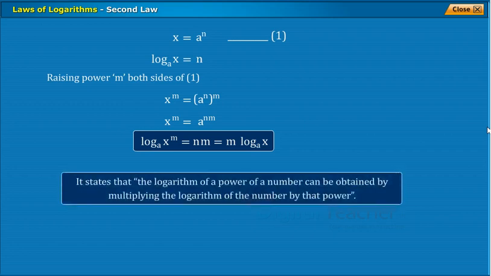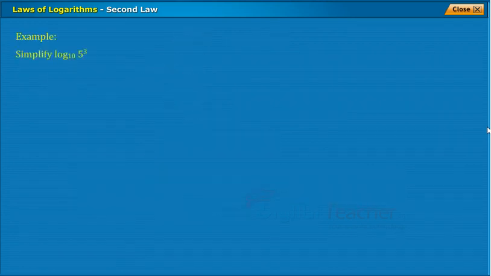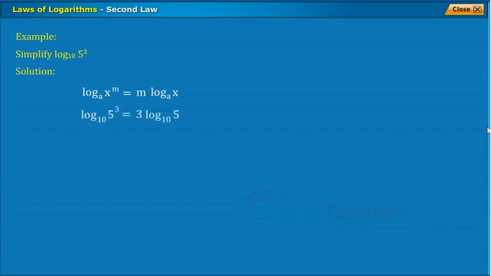This is second law. It states that the logarithm of a power of a number can be obtained by multiplying the logarithm of the number by that power. Let us solve an example problem based on the second law. Example, simplify log 5 cube to the base 10. Solution. Applying the second law of logarithms, we obtain the results as shown on screen.